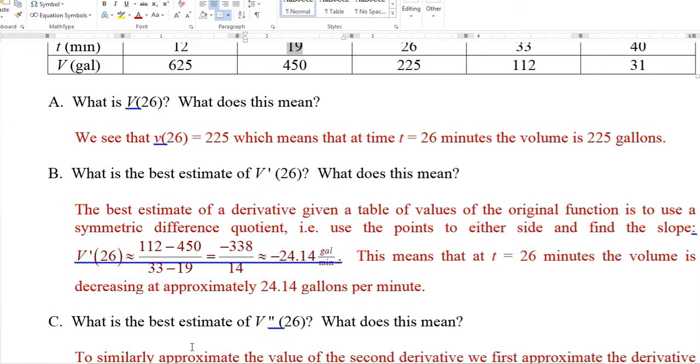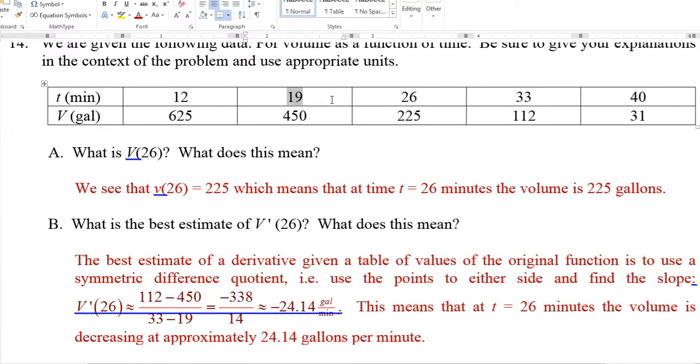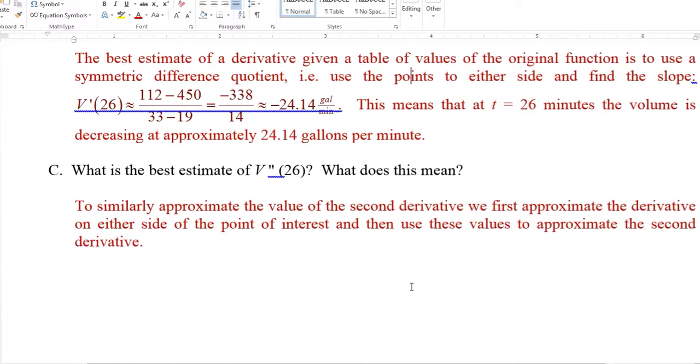What's the best estimate of v double prime of 26? Estimate a second derivative from the table. Well, to do that, we first need some first derivatives. So what we'll do is take these 2 points here at 19 and 26 for t, and this will give us an estimate of the derivative, say halfway between 19 and 26. And then we'll do the same thing here, use those two and do a slope. That'll give us an estimate of the derivative halfway between 26 and 33.